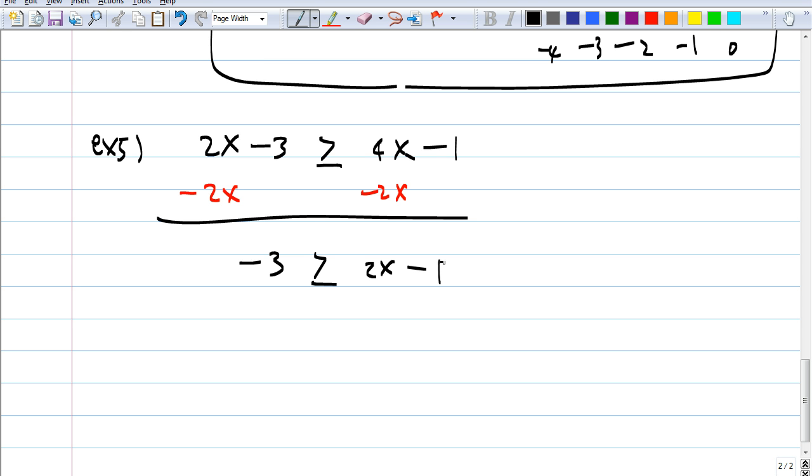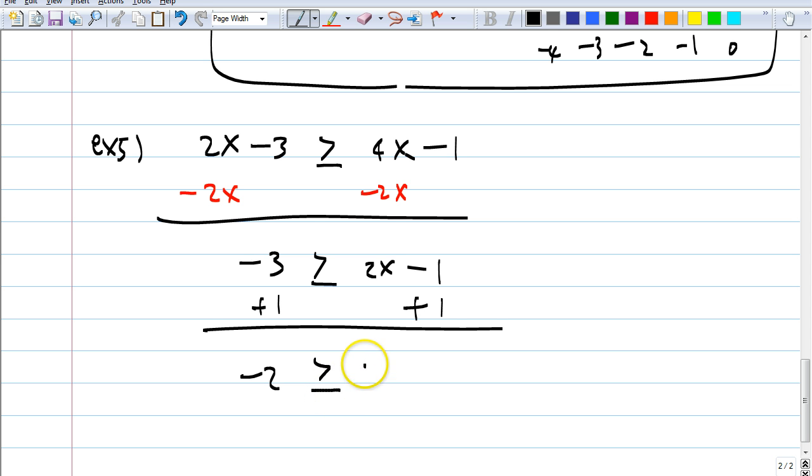Now it becomes the same exact problem as before. One person knows? Sophia, what do you think? Yes, let's add 1. We have a number over here, another number here. Let's add 1 to both sides. Like I said before, it becomes the same exact problem as before. Isn't that right? So what is negative 3 plus 1, class? Negative 2. Okay, negative 2 greater than or equal to?